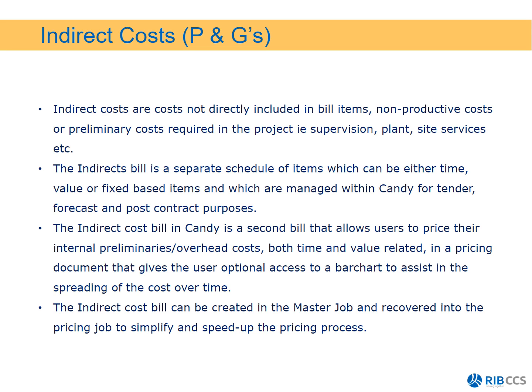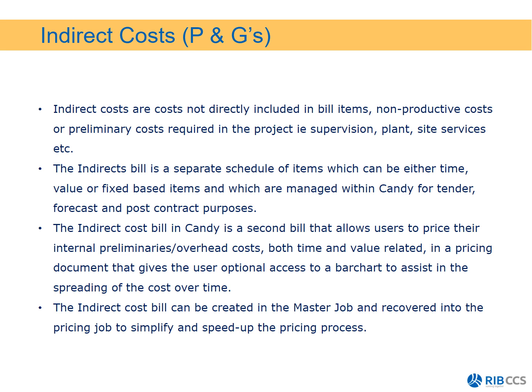Which we call our PNGs or our preliminaries. So the indirect costs are costs not directly included in the bill items. They are non-productive costs or preliminary costs required in the projects, i.e. supervision, plant, services, etc. The indirect bill is a separate schedule of items which can be either time, value, or fixed based items which are managed within Candy for tender, forecast, and post-contract purposes.